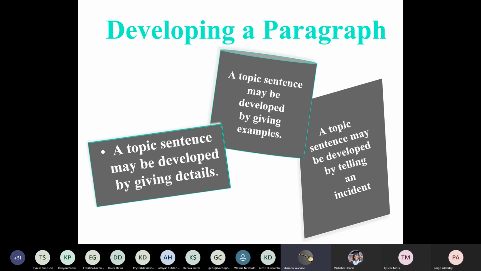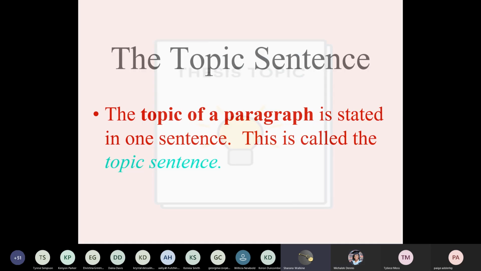Dalia says the paragraph is going to be talking about what the story is about. Nia, the main idea. Kiran, what the story is all about. Paris, the sentence that indicates what you're going to be talking about. Deshaun, giving you an idea. All right, good job.